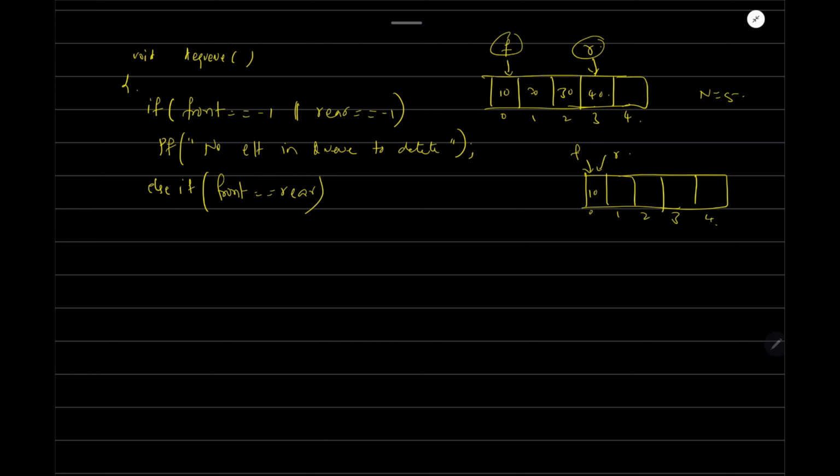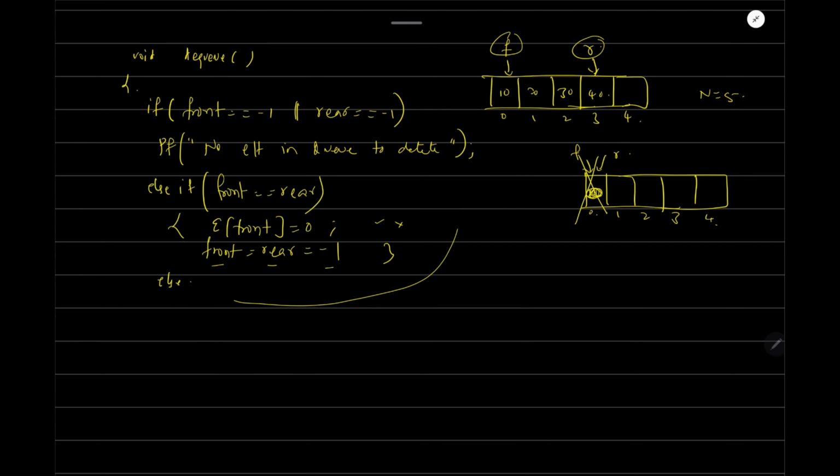If front is equal to rear, then we simply delete this element. We can simply assign front is equal to rear is equal to -1. Before that we can also set q of front is equal to 0. Even if we write this or not, it's not a big issue. Just before deleting, we replace the existing element with 0, and then we assign front and rear to -1.